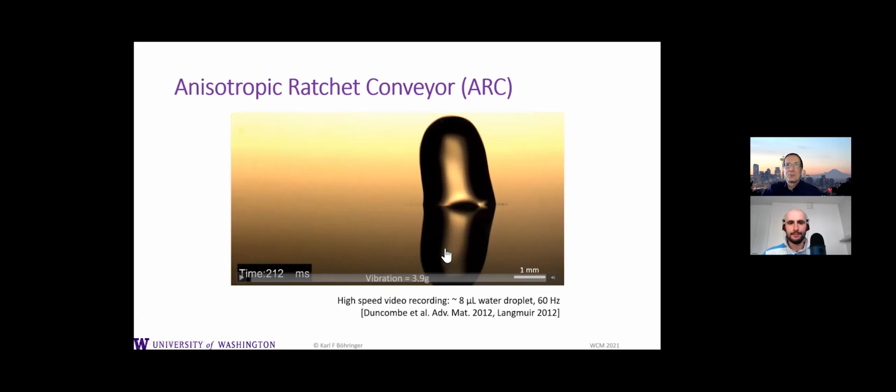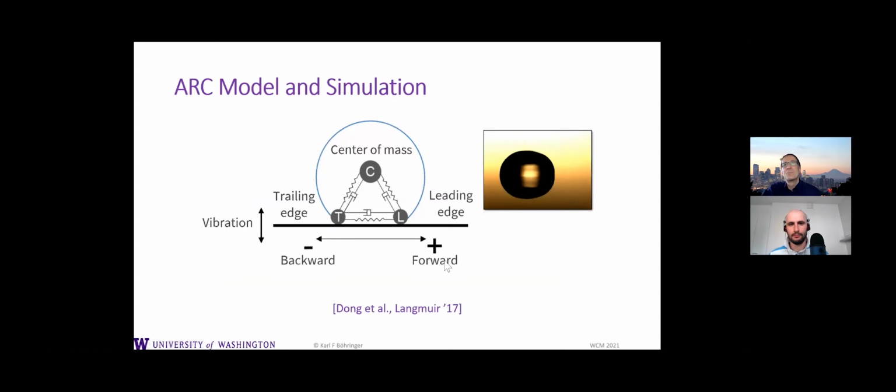So this was also published a few years ago, again, by a former student, Todd Duncombe and colleagues in Advanced Materials and Langmuir. You can model that. I will not go much into detail on that, but essentially you create a mass spring damper system where you model the forces that are acting on the footprint of the drop, and you relate that to the inertial forces of the center of mass.